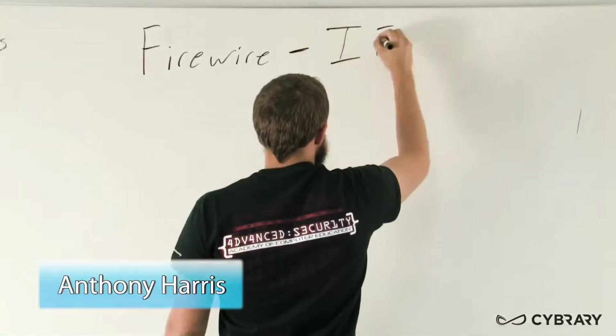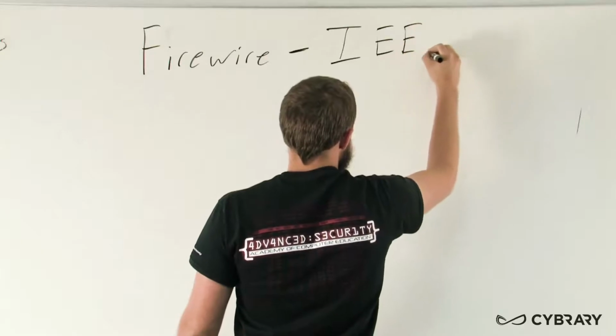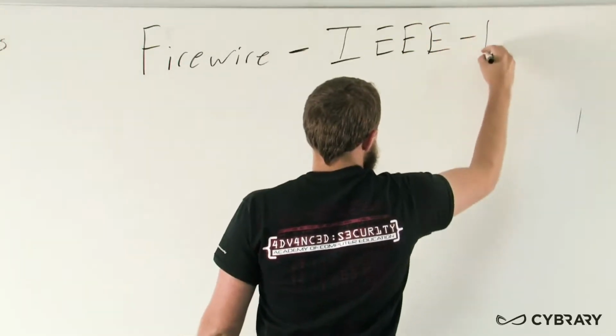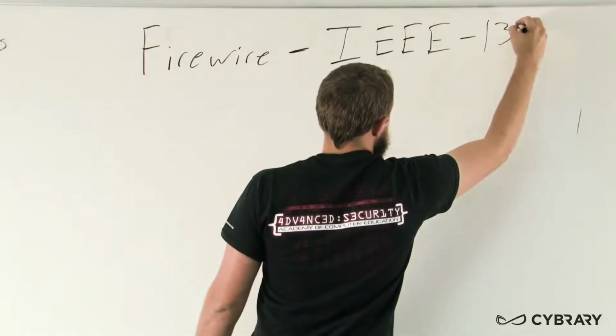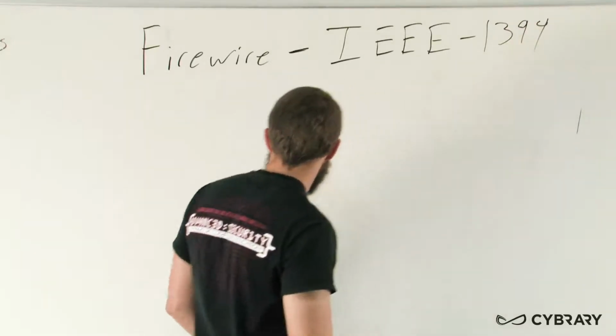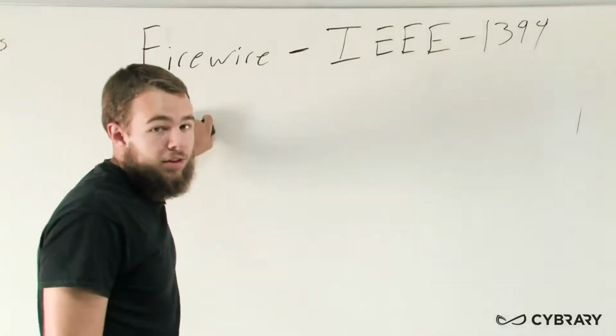One of our next types of connections that we're going to have to take a look at is going to be Firewire. Firewire is also known as IEEE 1394. This is actually the specific specification that regulates the standard for these cables. Now, our Firewire cables come in two speeds.